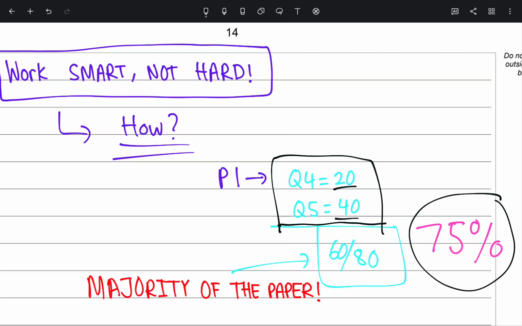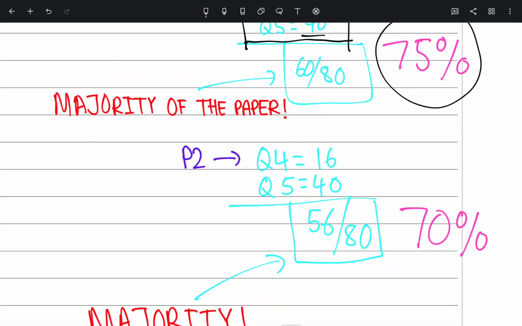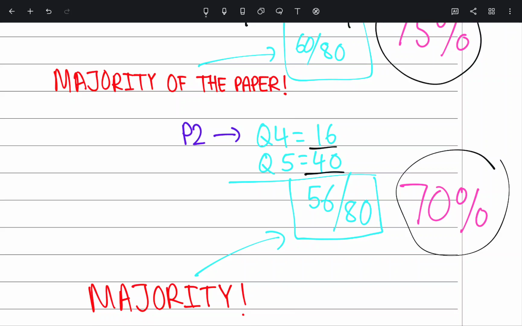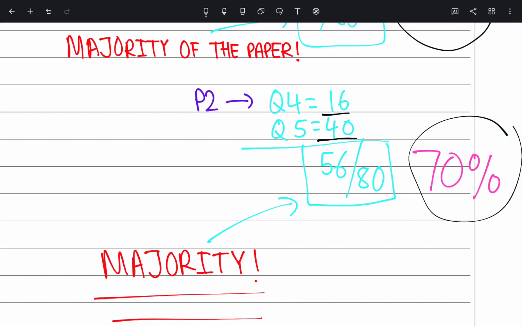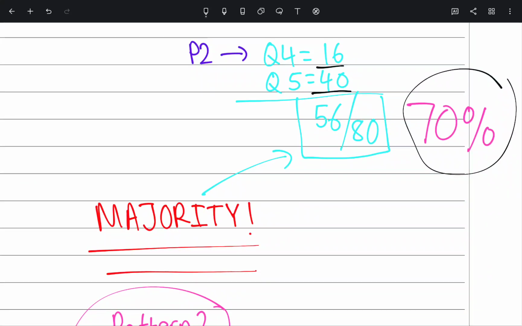So 75% for English language paper 1, and for paper 2, it's worth 70% because question 4 here is 16 marks and question 5 is 40 marks. Okay, and again here it's worth a massive 70% and still a majority. So what does this tell you? It tells you that you need to work smart and revise smart for English because time is against you. So you need to put all your time, well, not all your time, but most of your time into practicing question 4 and question 5. And if you can really polish these questions, I promise you, you'll do really, really well for your English exams.